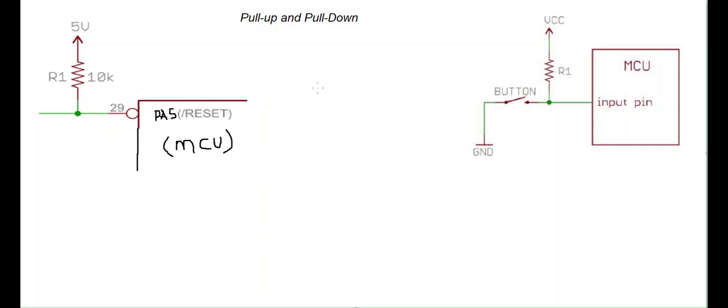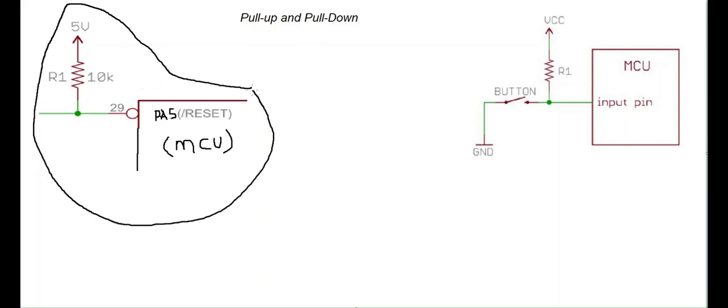Hello, welcome. So today we are going to cover a very important topic, which is pull up and pull down. And this is very common when you are designing microcontroller based circuits or any digital circuit. So this is a very important concept for understanding what is pull up and pull down.